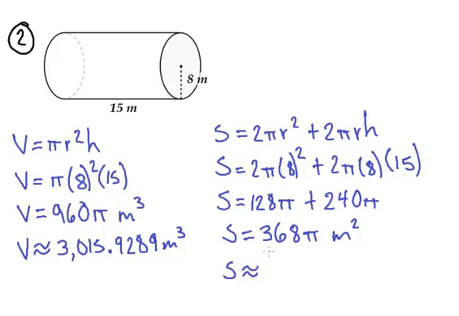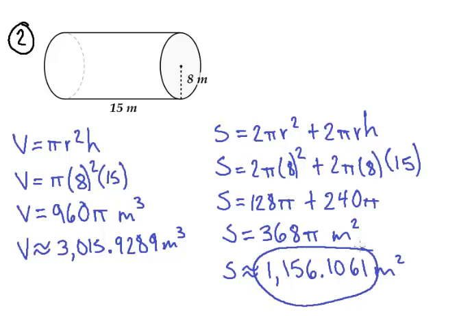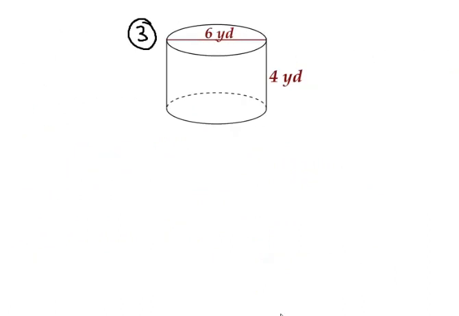Now we're going to find the approximated answer. The approximated answer, you find it by writing this in your calculator and finding the value. In this case, it will be 1,156.1061 square meters. This is the same thing as 368 pi rounded. So you have the answers for surface area and volume in here. That's it. Let's do another one.